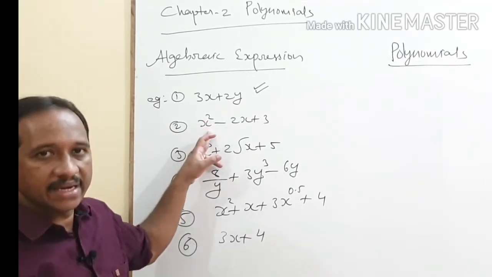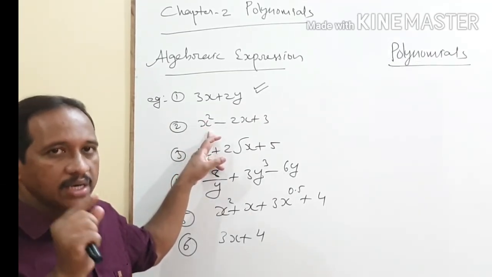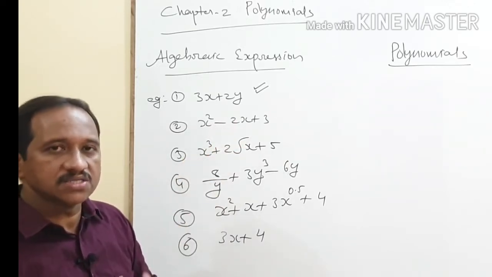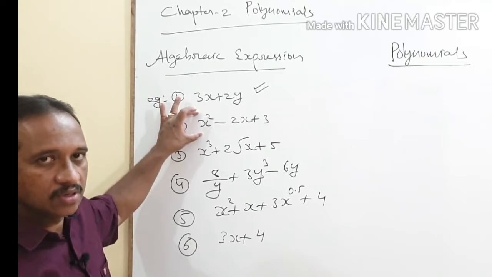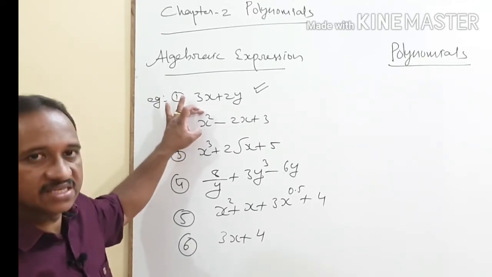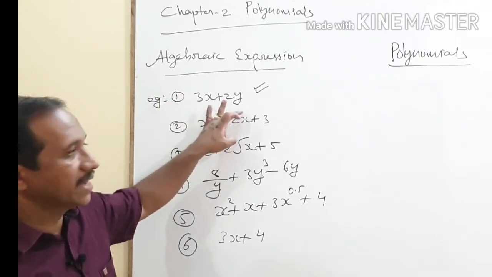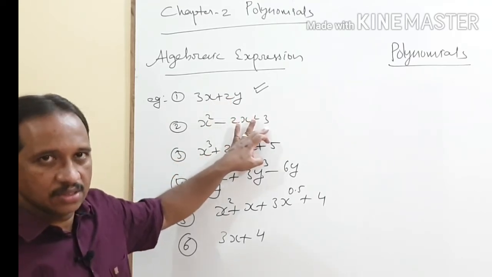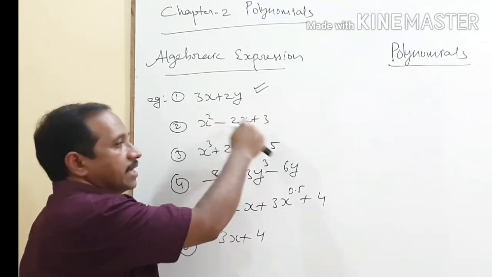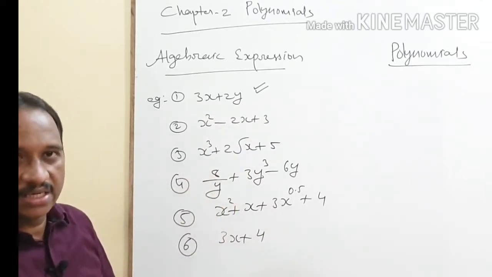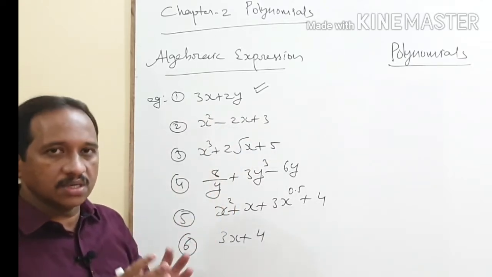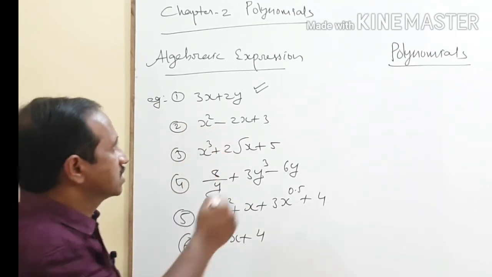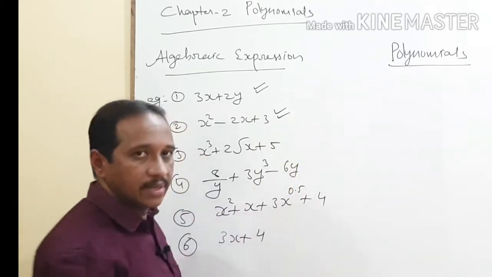In this algebraic expression, you can find only one variable, that is x. And what are the powers of x? For this term, the power of x is 2. Here the power of x is 1. Here we have no x. So, in this algebraic expression also, you can see the exponents or the powers of the variable x are whole numbers. So, this is also a polynomial.